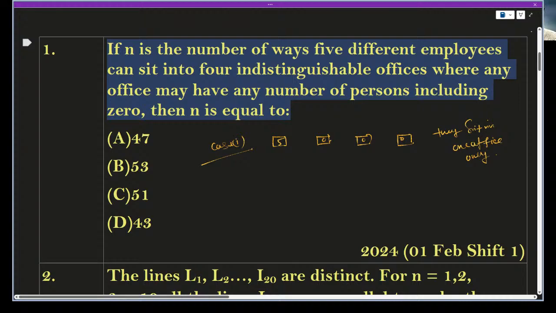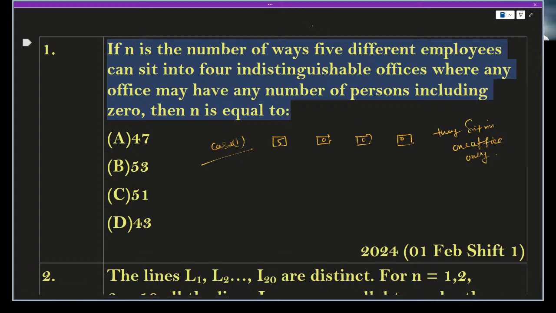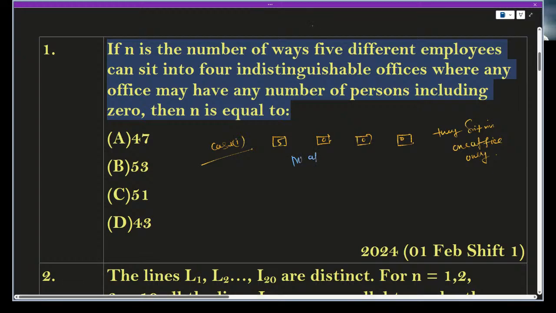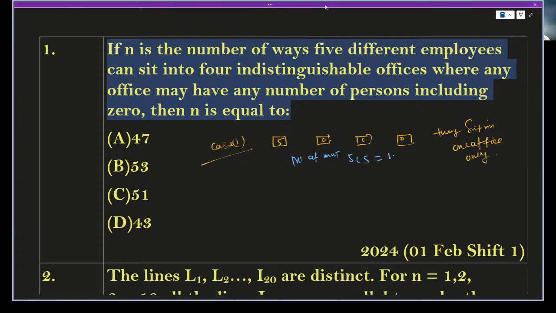So how many ways can this be done? You are selecting 5 out of 5. So the number of ways will be just one way. 5 C 5, that is 1. Case 2.